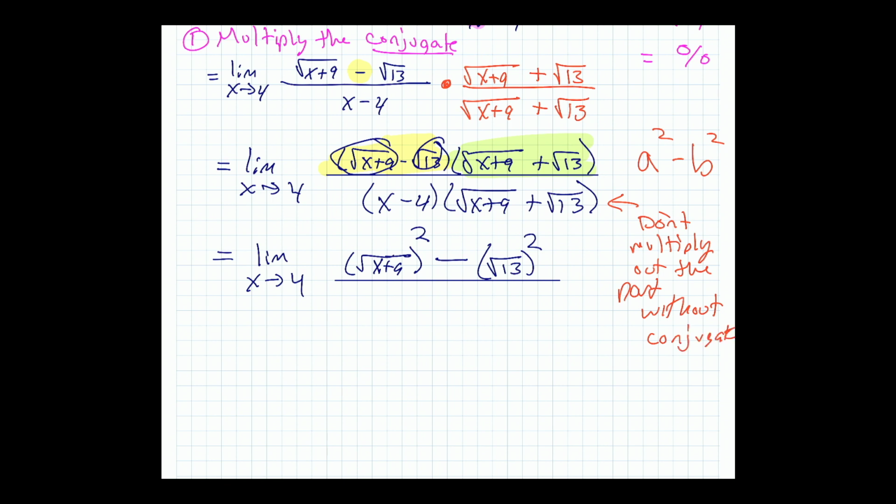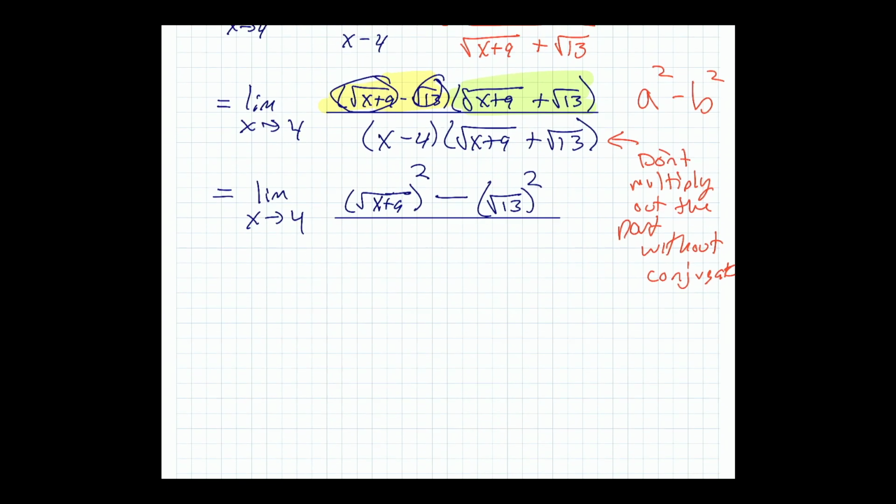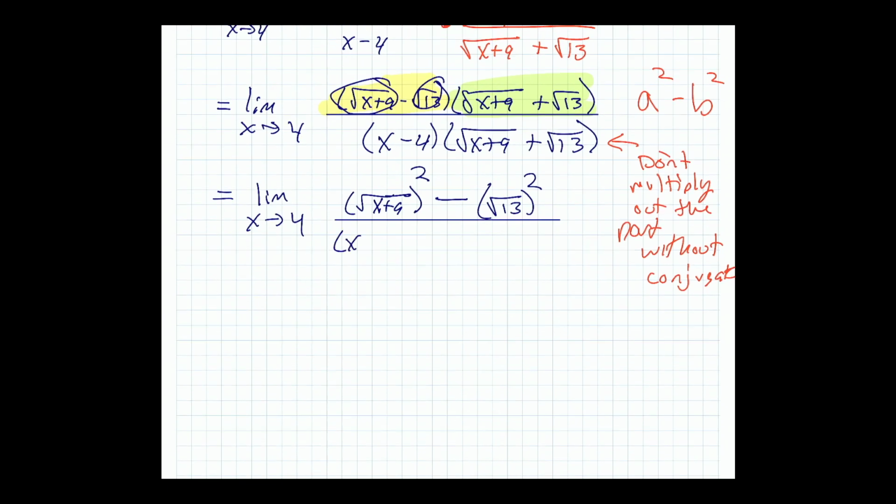Because later on, we're going to be canceling terms, and if you multiply it out, you ruin that, okay? You actually make the problem worse if you try to multiply it out. Don't want to make it worse. It's already bad enough.